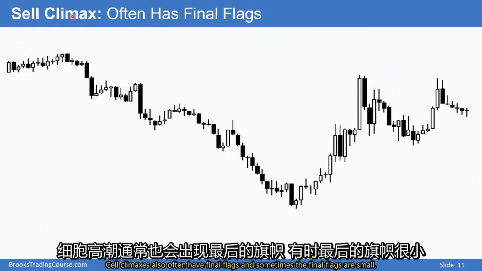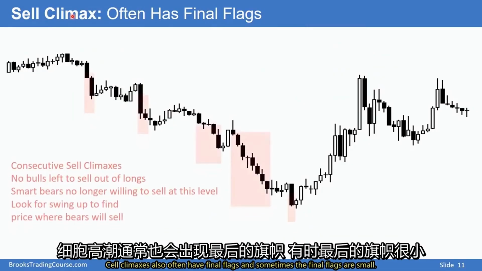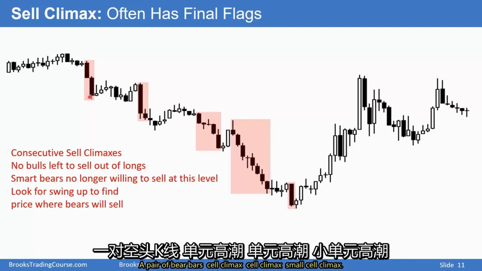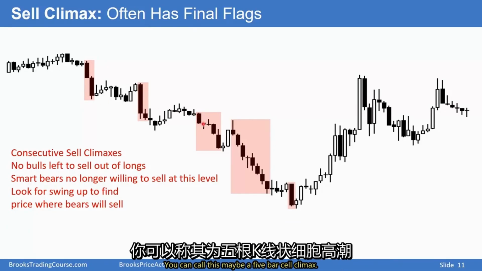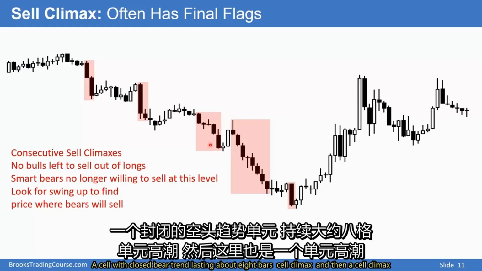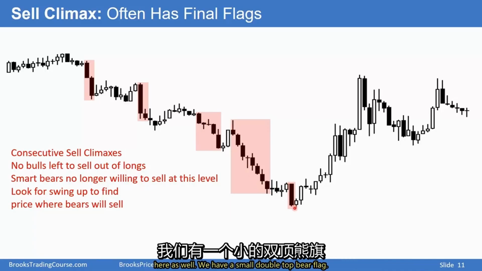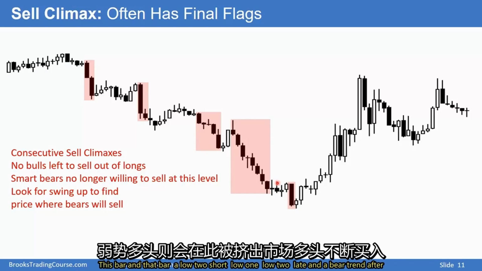Sell climaxes also often have final flags, and sometimes the final flags are small. A pair of bear bars, sell climax, small sell climax. You can call this maybe a 5 bar sell climax. A sell the closed bear trend lasting about 8 bars, sell climax. And then a sell climax here as well. We have a small double top bear flag. This bar and that bar, a low 2 short, low 1, low 2.